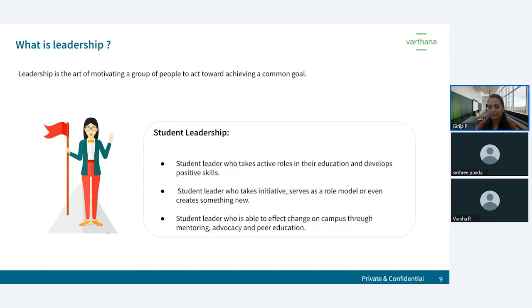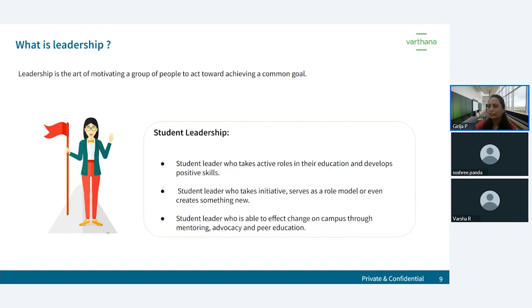And student leadership takes initiative within the campus, the university, and classrooms, serves others as a role model, and tries to create something new and make an impact on others. A student leader is able to impact change on campus through mentoring, peer education, and advocacy. So now we have understood what student leadership is.